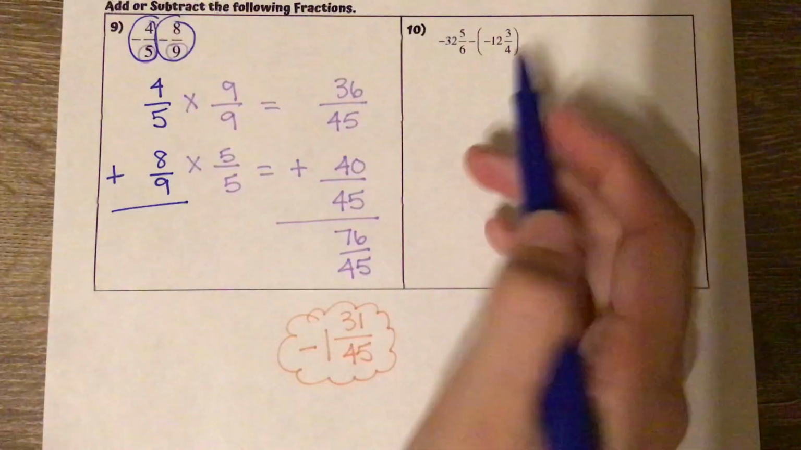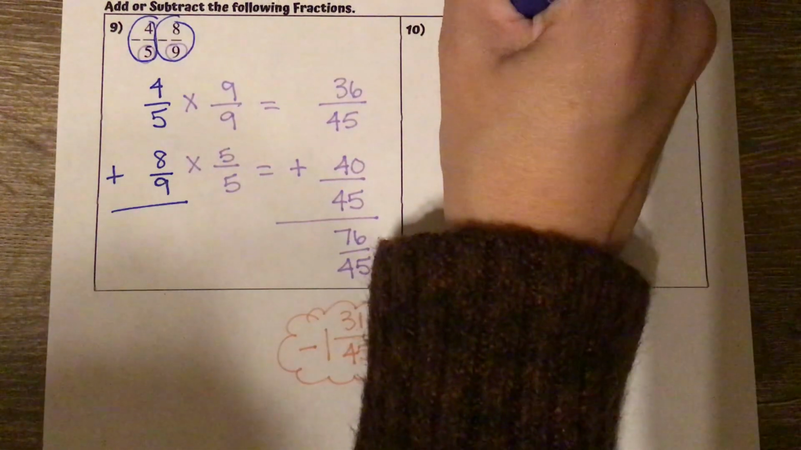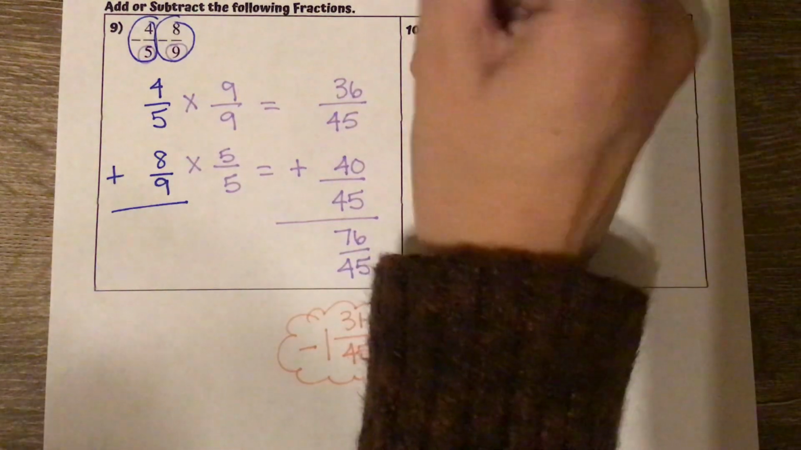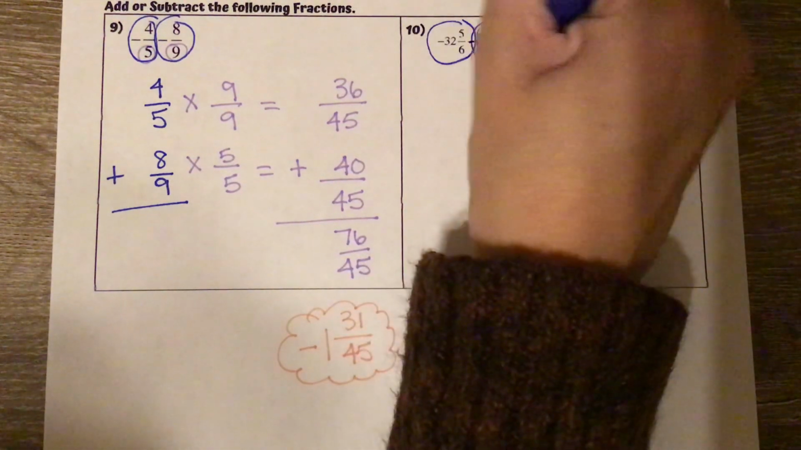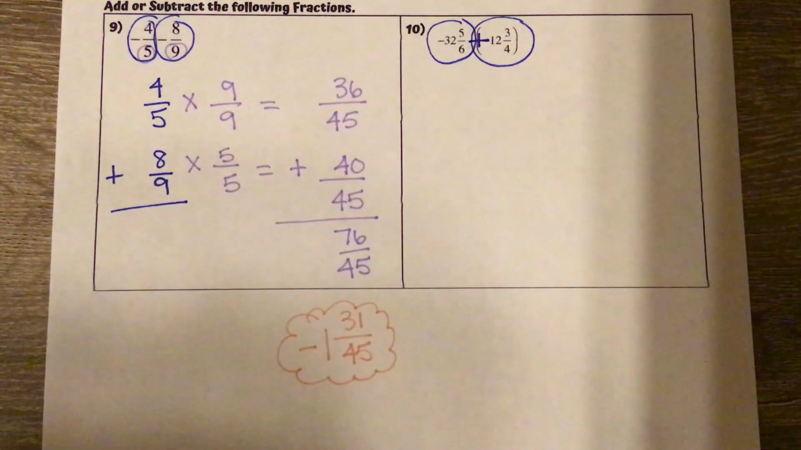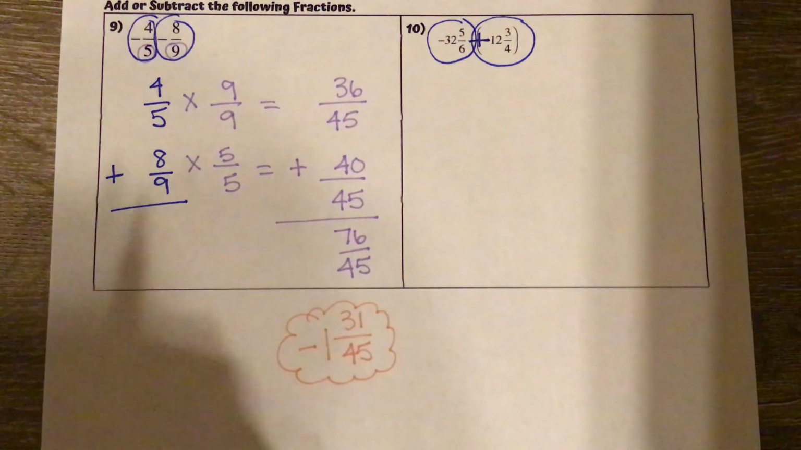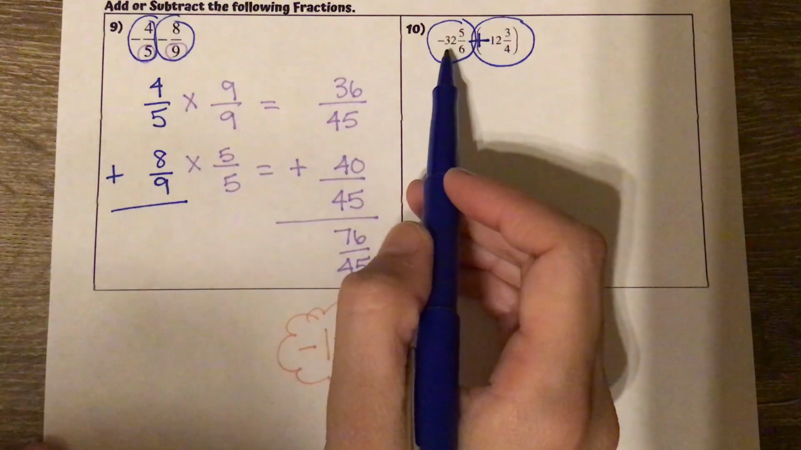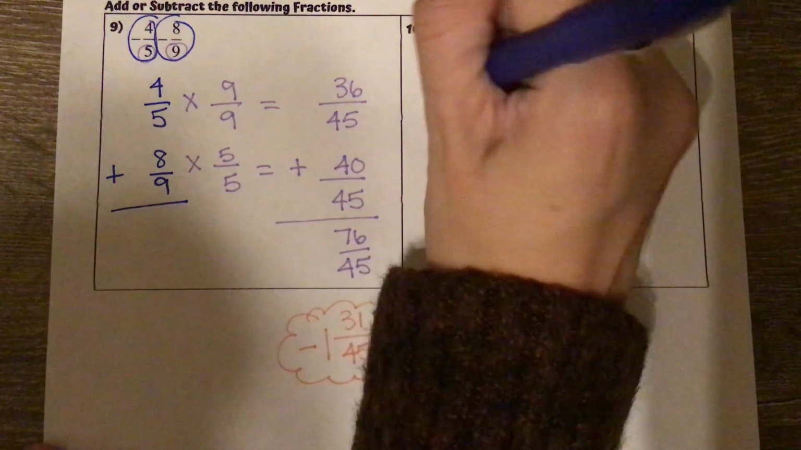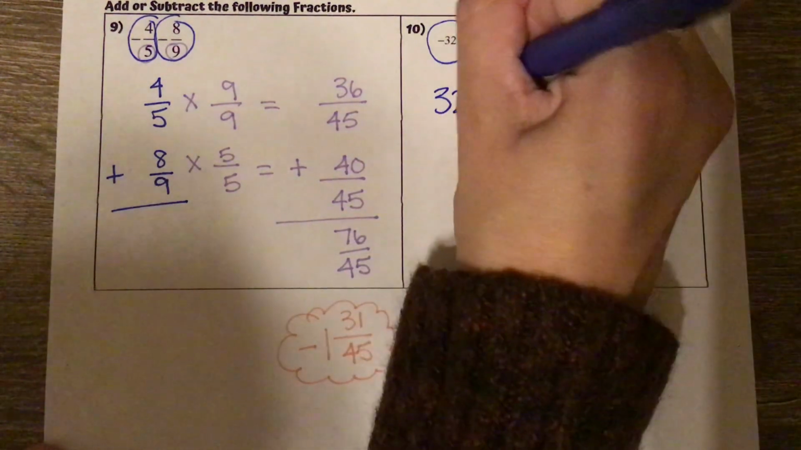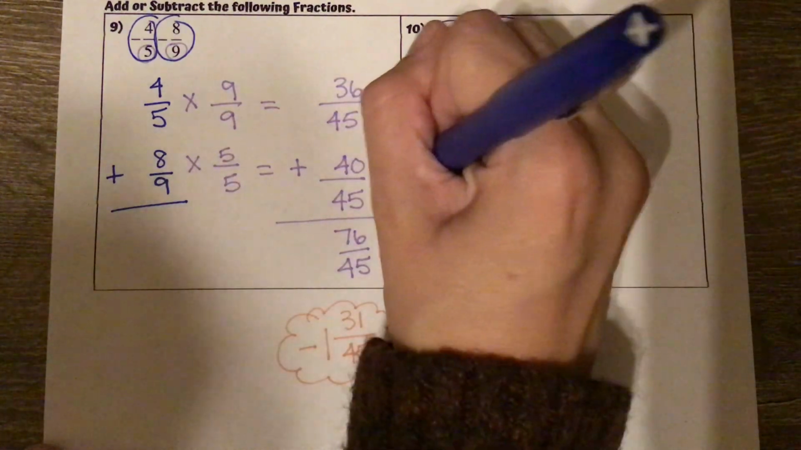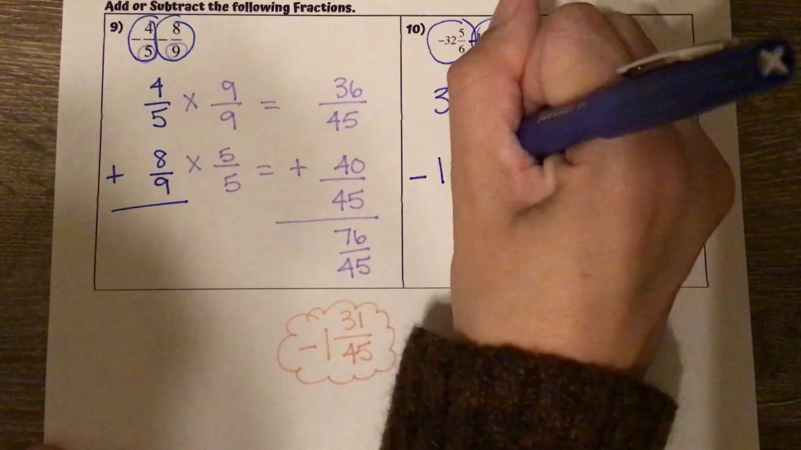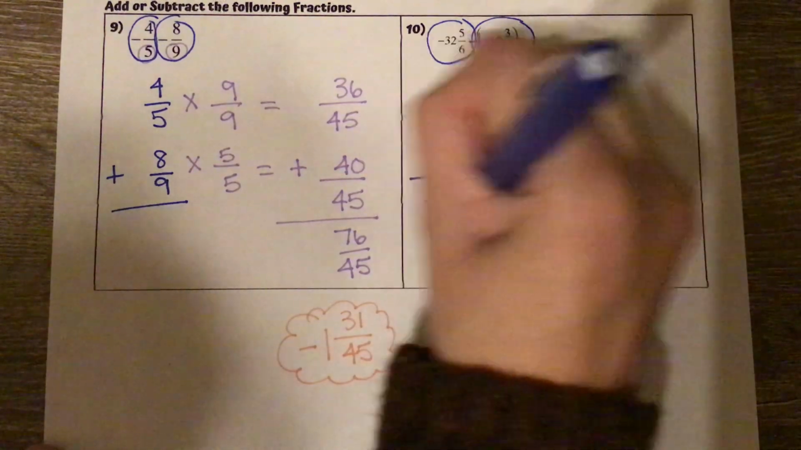Last one, as soon as we see this minus a negative, we change that to a plus. Now we have a negative and a positive. When they are opposites, we find the difference. Our bigger absolute value is 32, so that's going to go first. It has to go first. 32 and 5/6 minus 12 and 3/4.